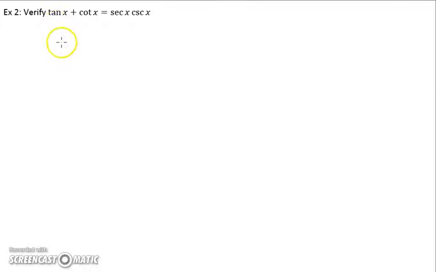We don't have any squares, so we can't go with Pythagorean identities. There's nothing we can factor. There's nothing we can multiply. We're kind of at a standstill right now. So we can go straight to sines and cosines.